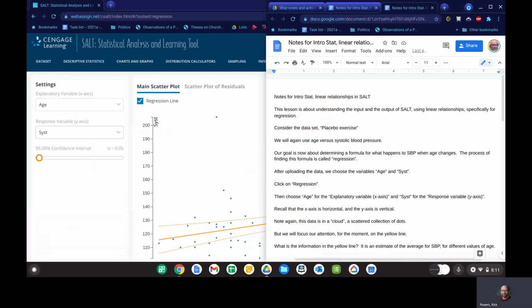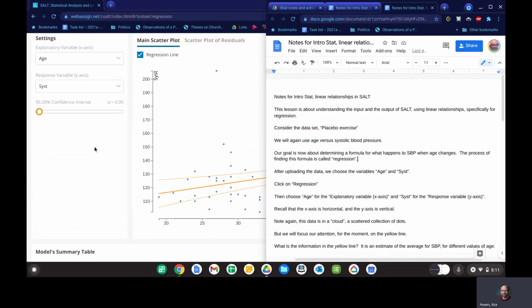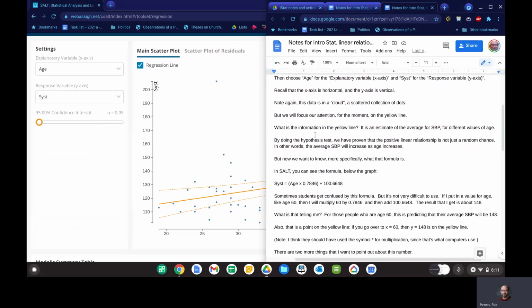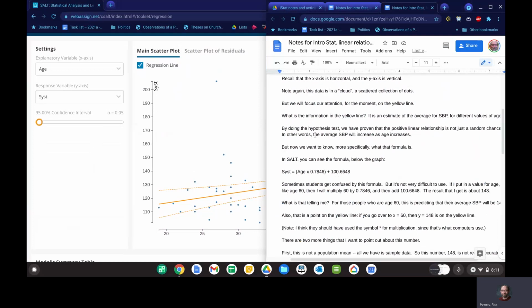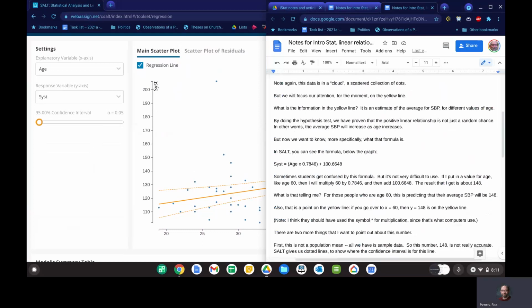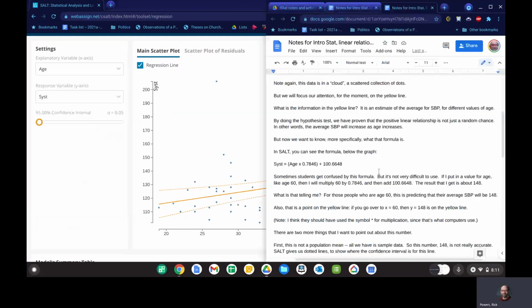After uploading the data, we choose the variables age and SYST, click on regression, choose age for the explanatory variable, x-axis, and SYST for the response variable, the y-axis. Recall the x-axis is horizontal, the y-axis is vertical. Note again, this data is in a cloud, a scattered collection of dots, but we will focus our attention for the moment on the yellow line. What is the information in the yellow line? It is an estimate of the mean for the systolic blood pressure for different values of the age.